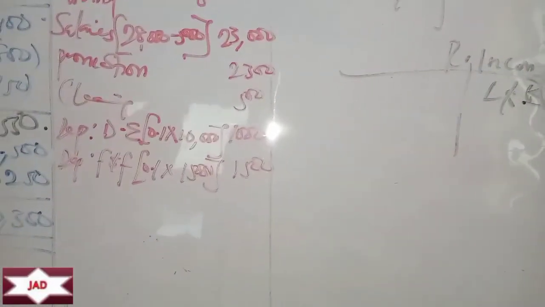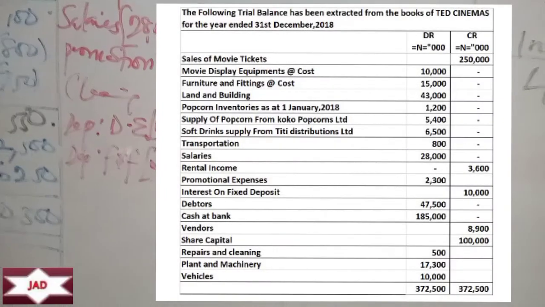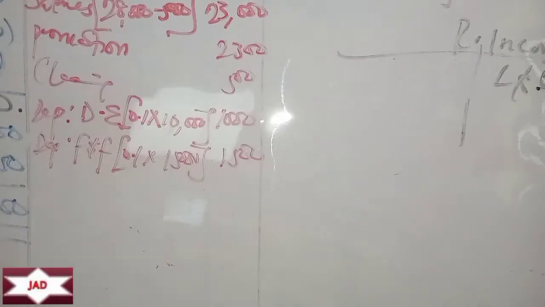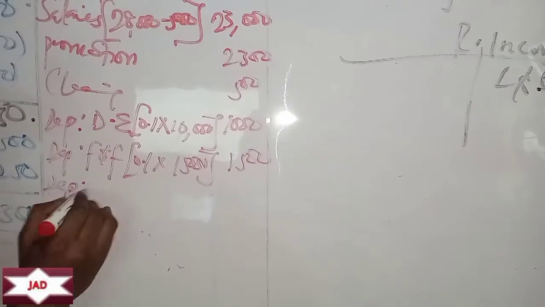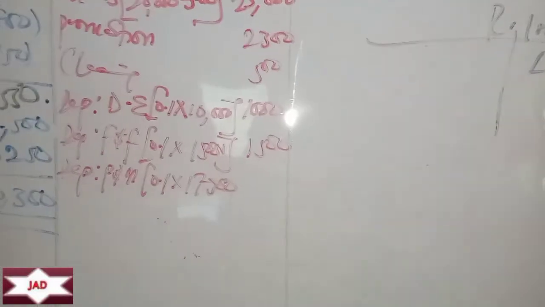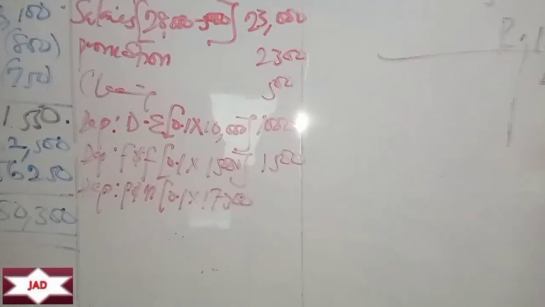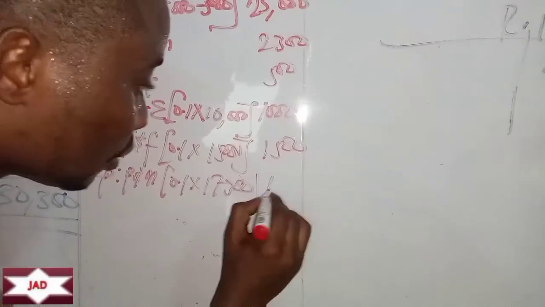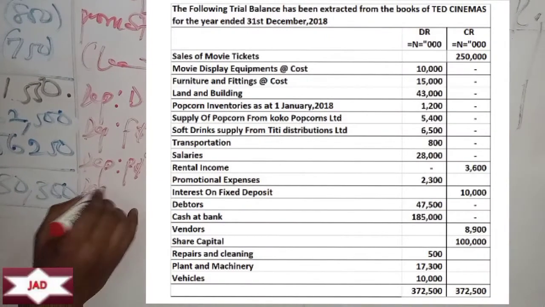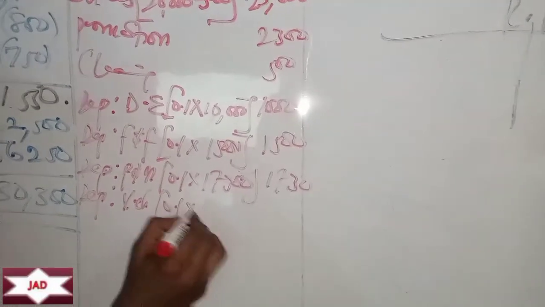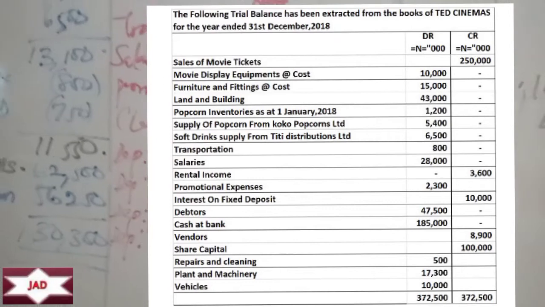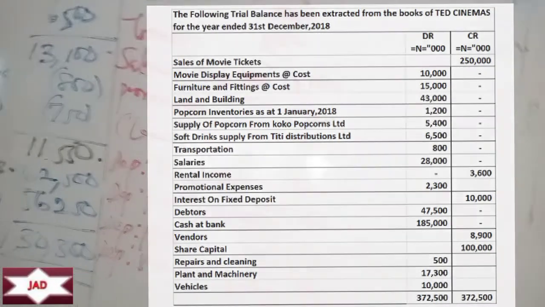What's the next asset? Land and building appreciated, so we're not taking that into consideration. The next one there, I can see plant and machinery. We have 17,300. So we have depreciation on plant and machinery, 0.1 times 17,300. So what do you have? 1,730. The next one there is vehicles. So we have depreciation on vehicles, 0.1 times 10,000. That's also 1,000. So any other item there? There's no other item there.